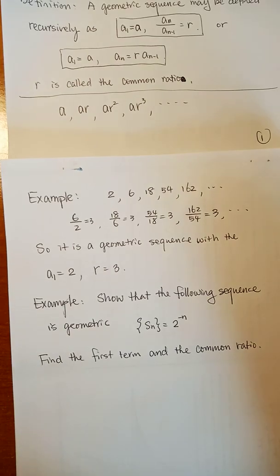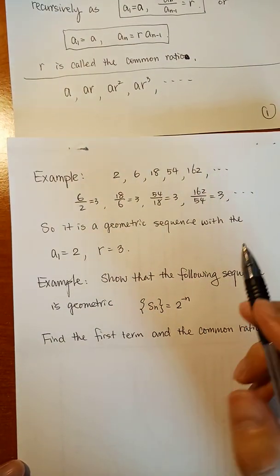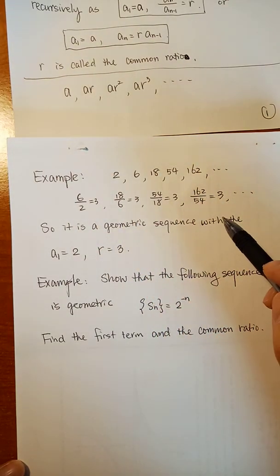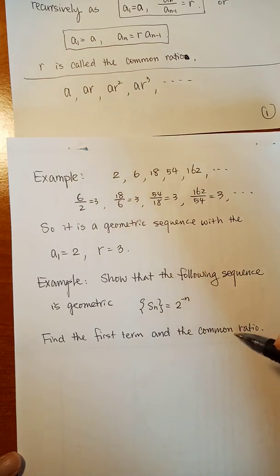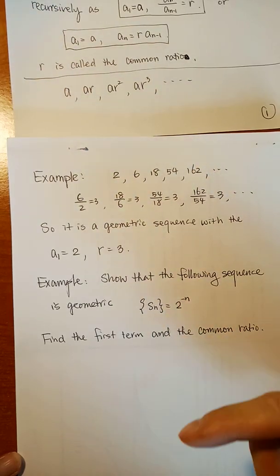Now we have the general term. If we have the general term, we cannot just examine a few examples and say it is geometric. We have to really follow the steps. The essential property is that they have a common ratio.